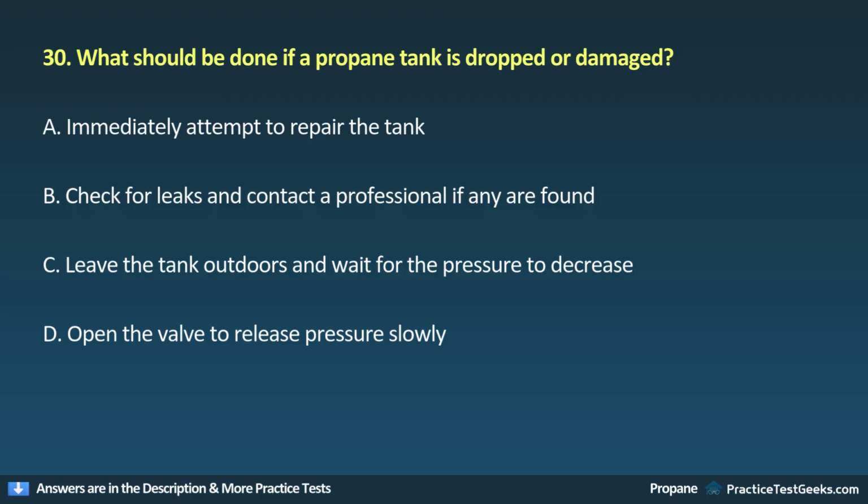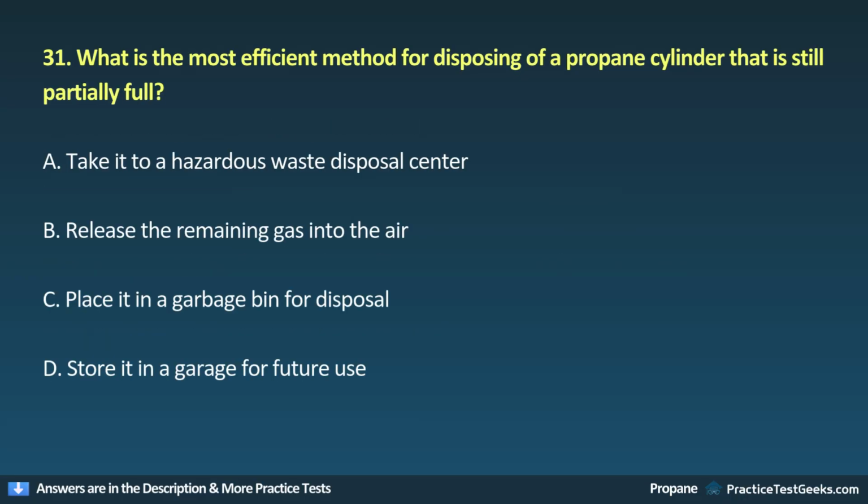C. Leave the tank outdoors and wait for the pressure to decrease. E. Open the valve to release pressure slowly. 31. What is the most efficient method for disposing of a propane cylinder that is still partially full? A. Take it to a hazardous waste disposal center.